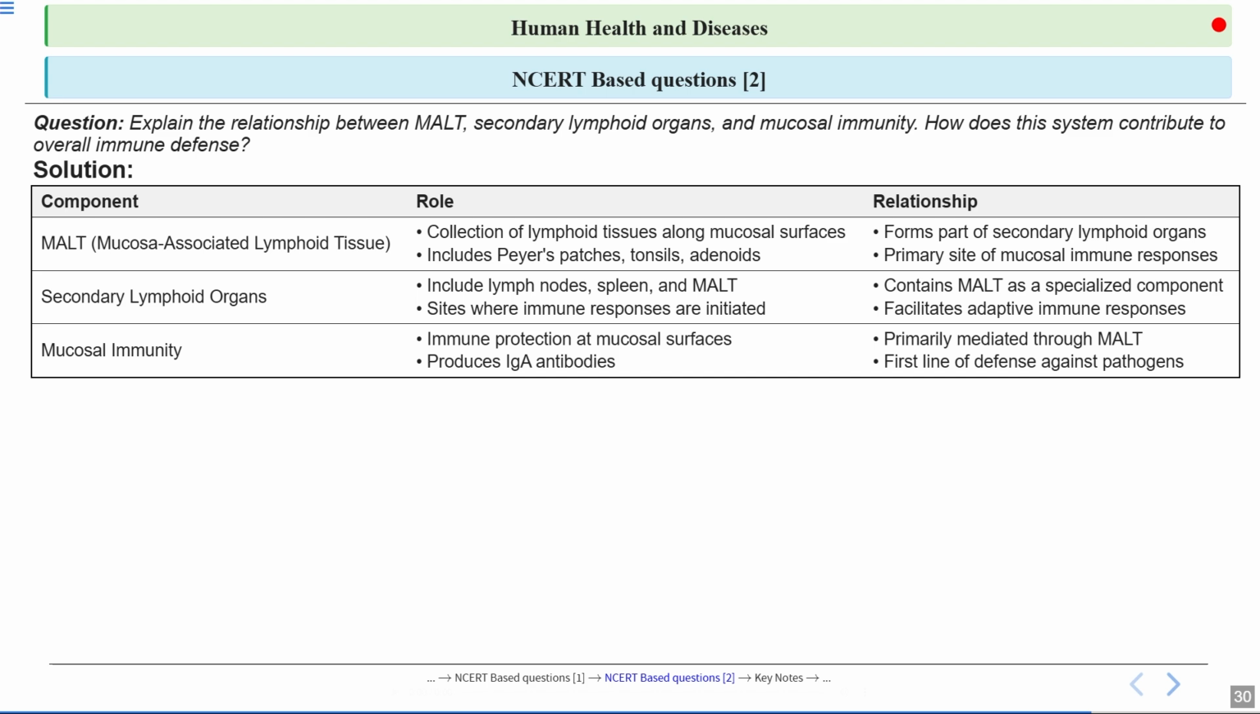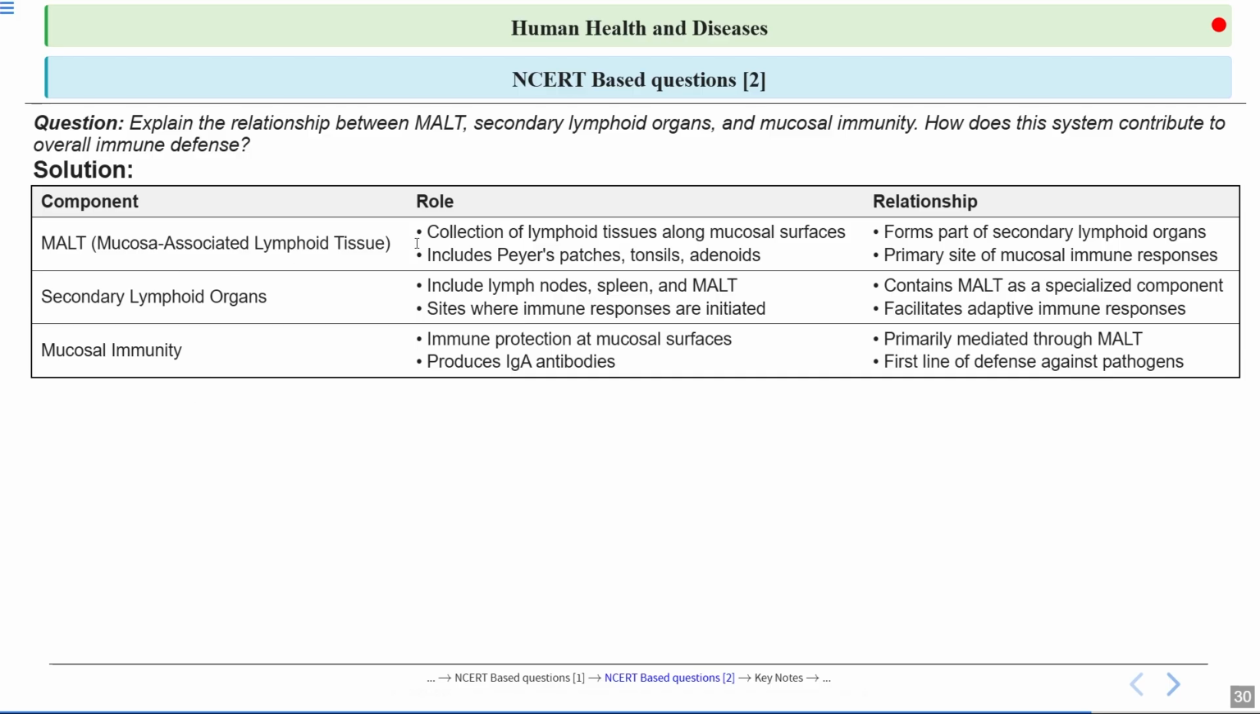Mucosal immunity is the first line of defense at these entry points, and it uses MALT to produce specific antibodies like IgA that are released onto the mucosal surfaces, where they can neutralize pathogens before they ever have a chance to enter the body and cause an infection. Clear? So you should remember the role and the relationship of all of these components.